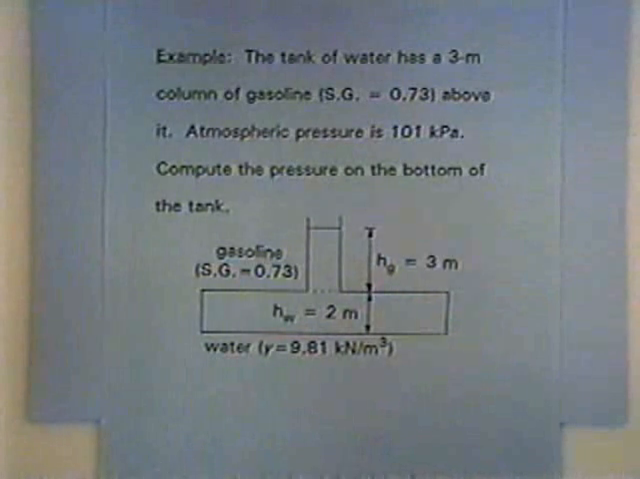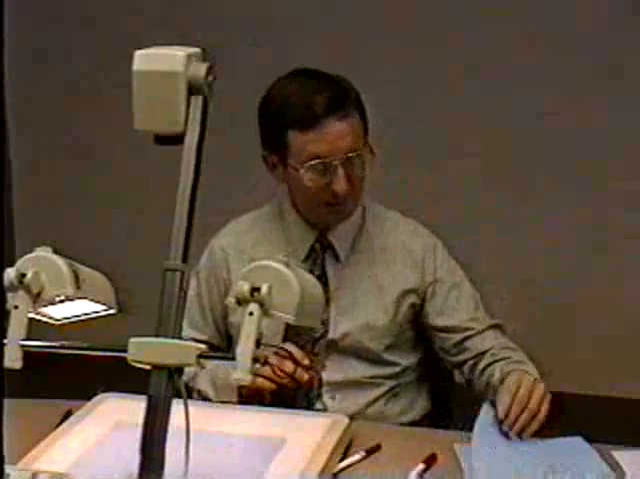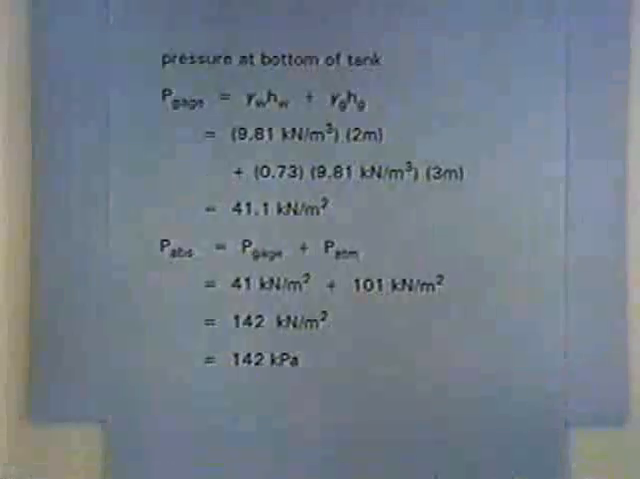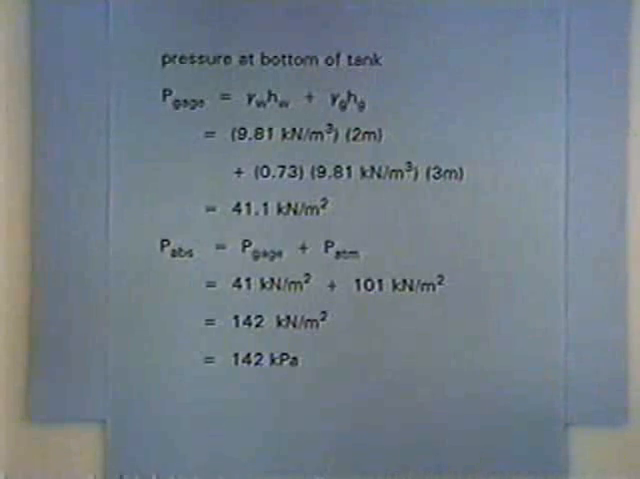And so for each of those columns of fluid, we multiply the unit weight of the fluid times the vertical height, the gamma h, and add them together. We can plug in the numbers and determine the pressure at the bottom of the tank. If we want to work in gauge pressure, and typically that's what we want to do in engineering problems, we would just say the unit weight of the water is 9.81 kilonewtons per cubic meter times the vertical height of the water, which is 2 meters, plus the gasoline.